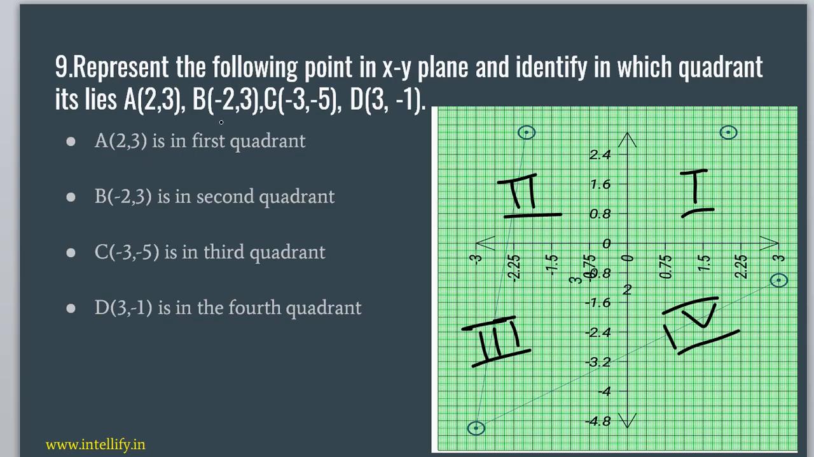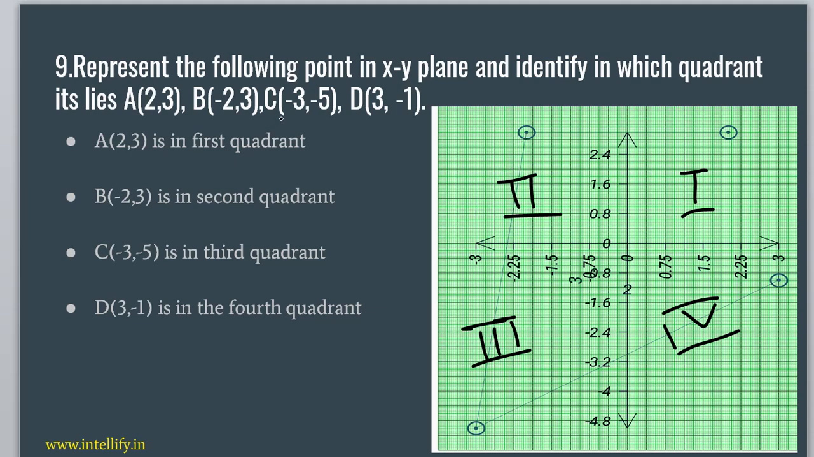After that we have b, which is (-2, 3). So for the x coordinate, this is -2 here, we'll go left side 2 units, so we'll reach here, that is -2, and because 3, that is the y coordinate, is positive, we'll go upward again, which will give us (-2, 3). Here it is in the second quadrant.